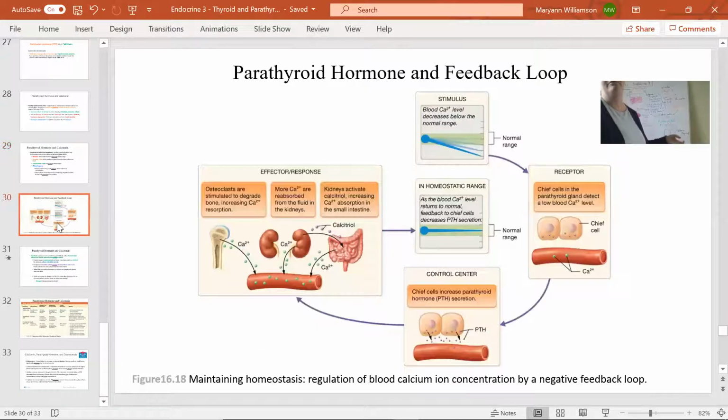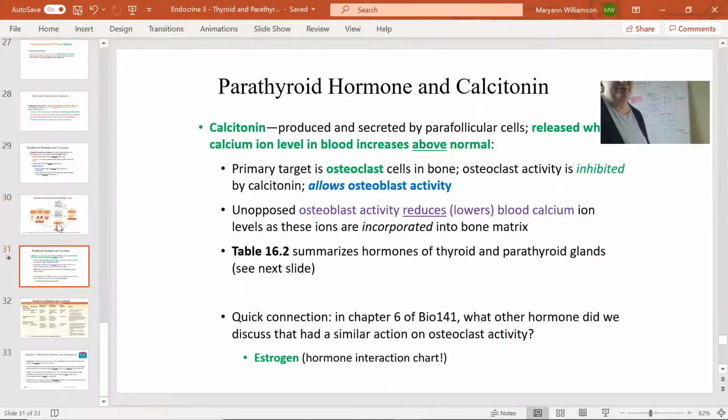Here's a picture. I love this picture because you could see the bone, you could see the kidneys, you can see the small intestine. If I were a student going to take a test, I'd really want to know this.